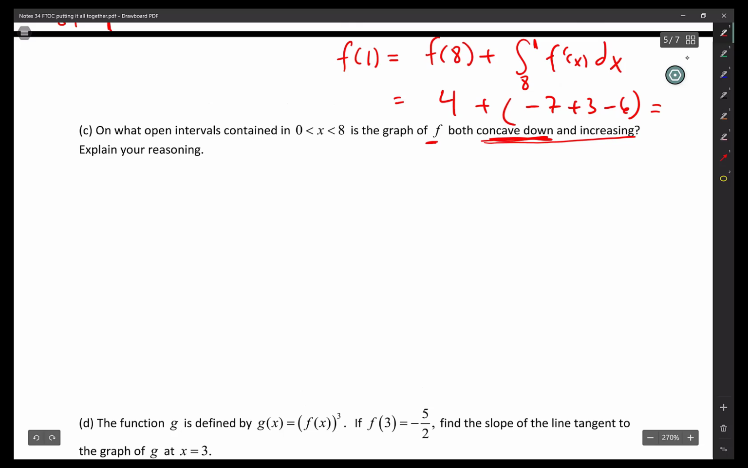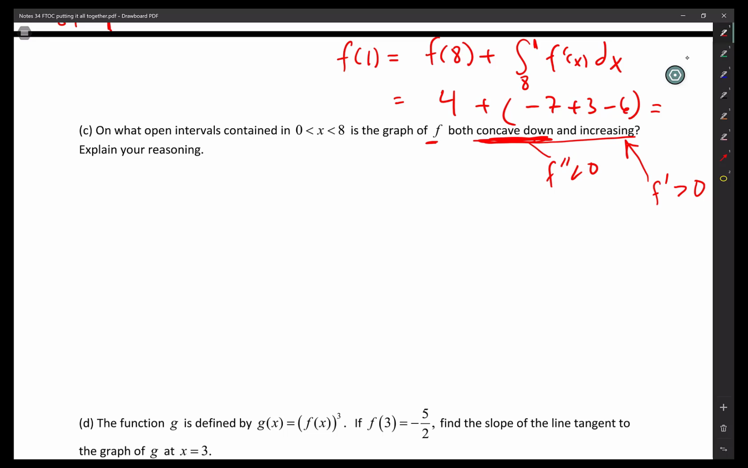I'm going to say f prime prime negative. Don't write this down. Well, I guess for notes, write it down, but I would not write this down on the AP exam. When is f increasing? When does f increase? f prime is positive. Perfect. Those are definitions. I would not write it like this.